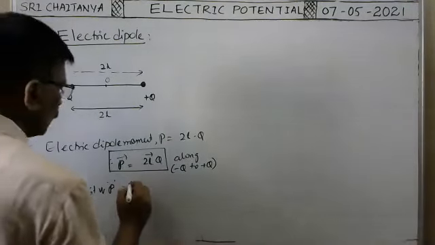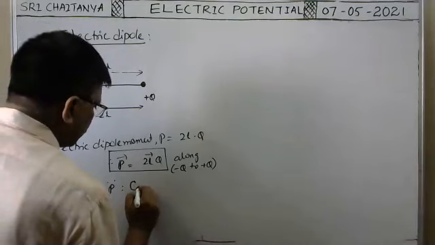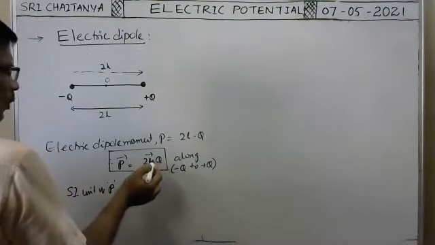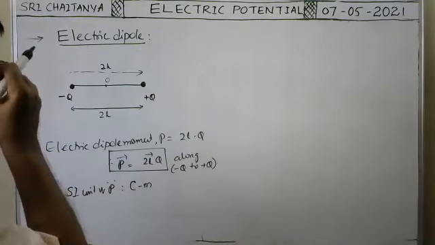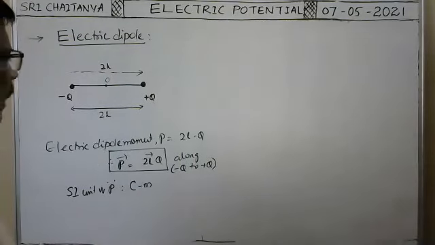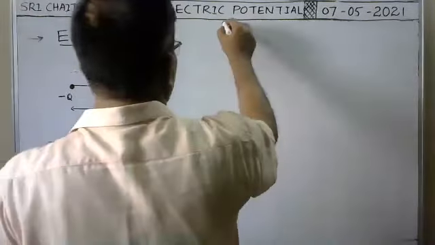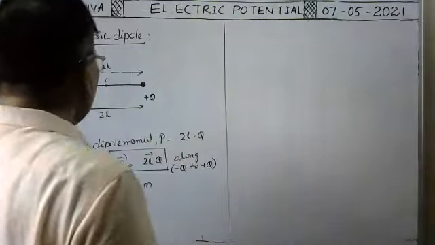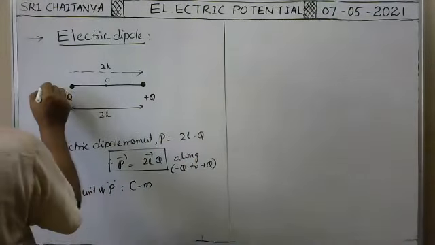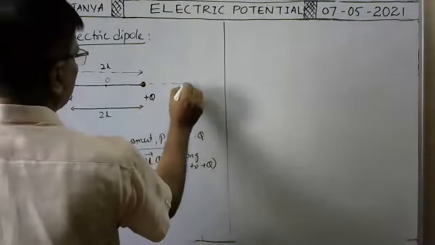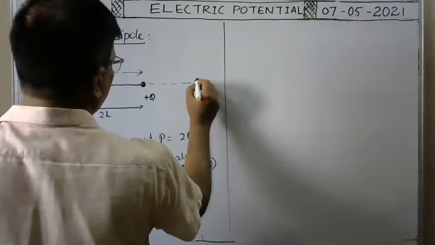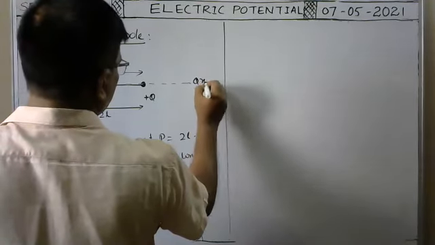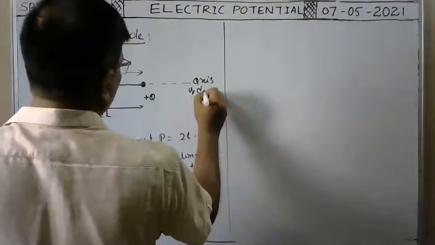Coulomb meter. Because charge is coulomb, length is meter. It is the SI unit of the electric dipole moment. Now, due to the electric dipole, the line joining the two charges is called the axis of the electric dipole. Axis of dipole.